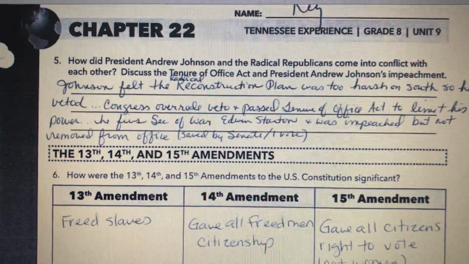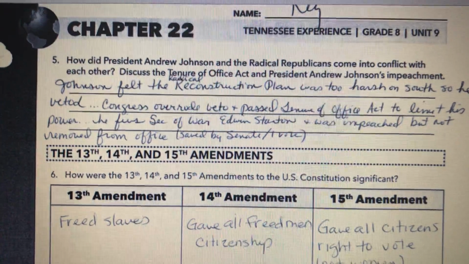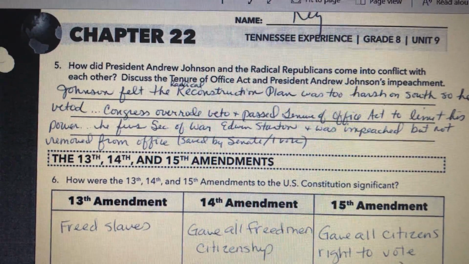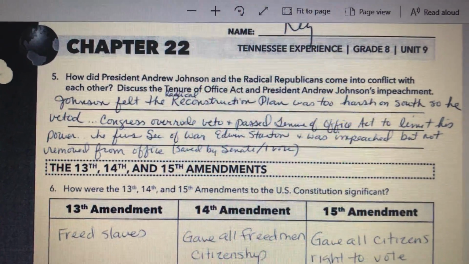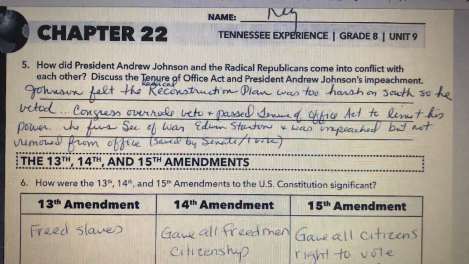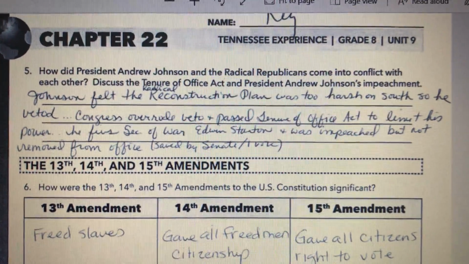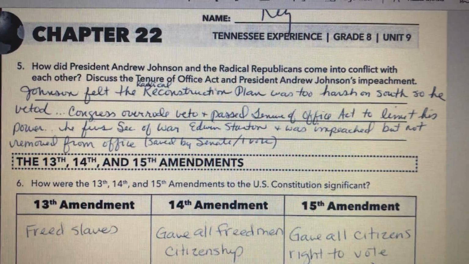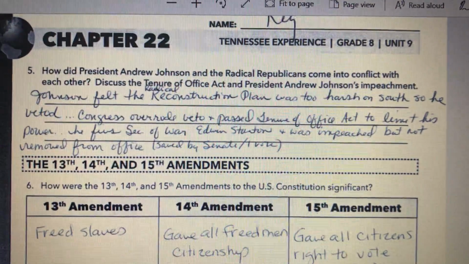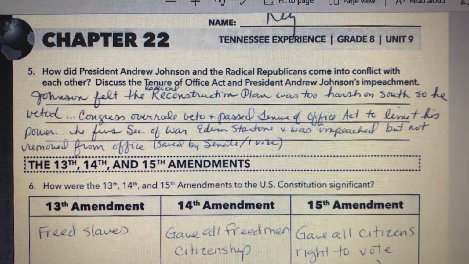Now, the Tenure of Office Act was created to limit his power. It basically said that he could not remove anyone from the cabinet without Congress's approval. So, how does he react to the Tenure of Office Act being passed against him? He goes in and fires the Secretary of War, Edward Stanton. And from that action, the House of Representatives, Congress, impeached him. So he is our first president to be impeached.